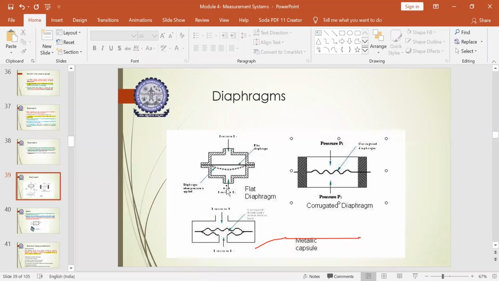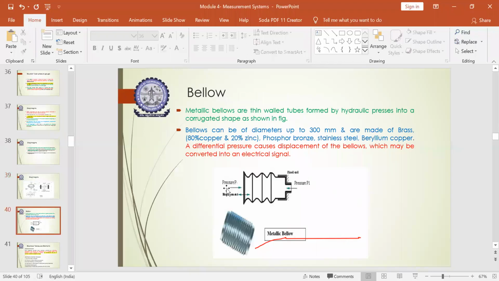So this is about the diaphragm and its classifications, and these are also under mechanical transducers only. But these are based on pressure sensing and providing the required displacement. And the third type of mechanical transducer under pressure sensing elements is the bellows. So what do you mean by bellows? These are usually called metallic bellows.